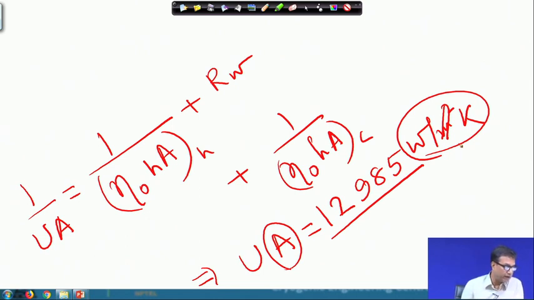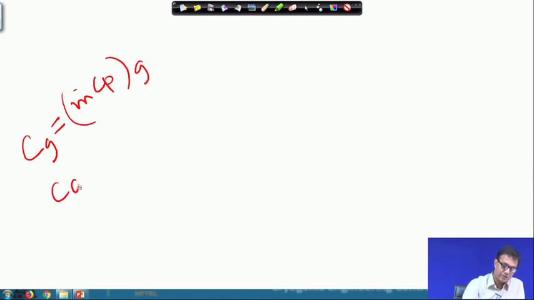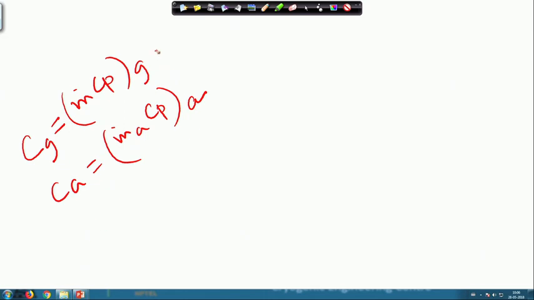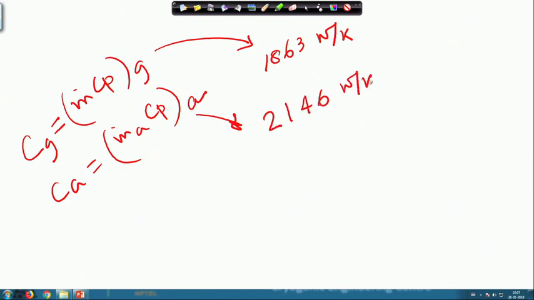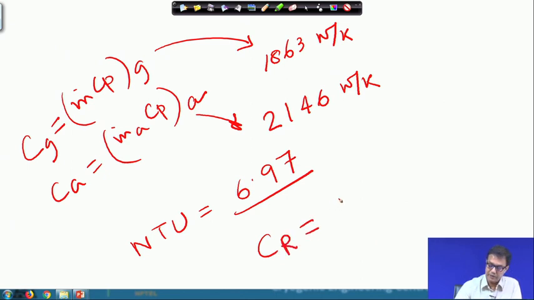So, now we have to calculate the ratio between C g, which is m dot C p of the gas, and C A, which is m dot C p of the air. We have this to be 1863 watt per Kelvin, and this comes out to be 2146 watt per Kelvin. Then the NTU comes to be U A by C min, which is 6.97, and the ratio C r, that is C min by C max, is equal to 0.868.